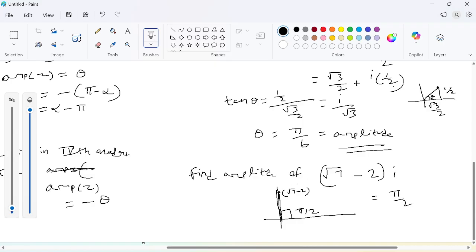Because in root 7 minus 2i, there is no x-axis part, only the imaginary part. So the angle is pi by 2. That is because we have to measure the line passing from the origin that is making the x-axis angle, and now it is on the y-axis. The y-axis is always perpendicular to the x-axis. So the principal argument or amplitude is pi by 2.